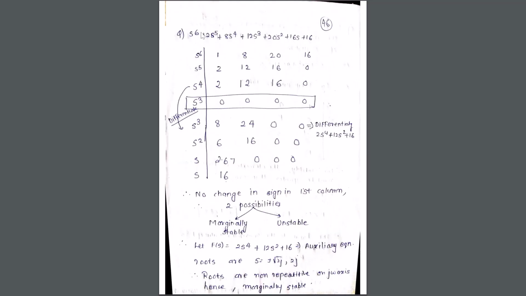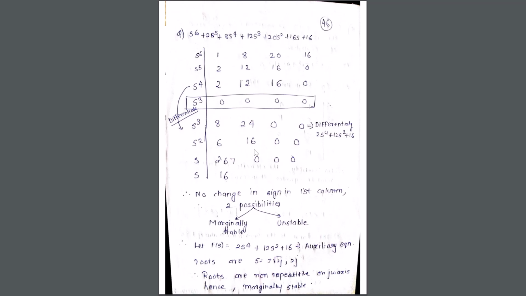So we have s raised to 6 plus 2s5 plus 8s4 plus 12s cube plus 20s square plus 16s plus 16. Take s raised to 6 and take s raised to 5. Write the alternative coefficients, and start solving s4, s3, s2, s1, s0. When you solve for s3, you'll see that the entire row has become 0. So in that case, what do you need to do? Let us see.